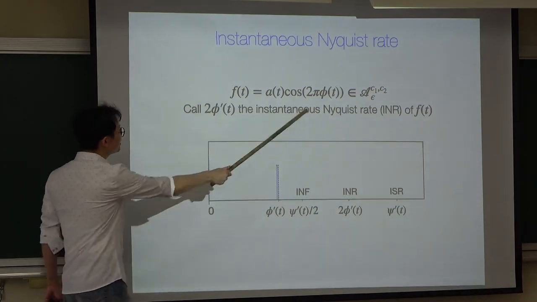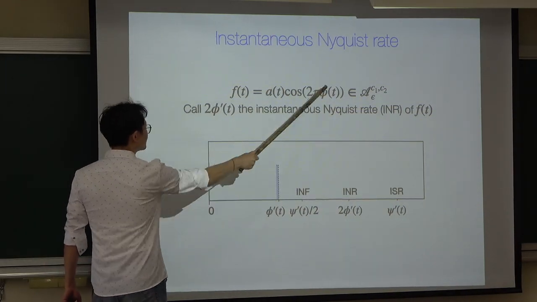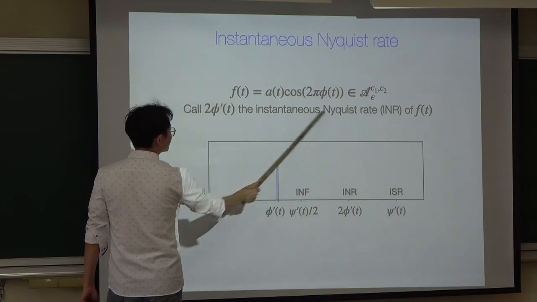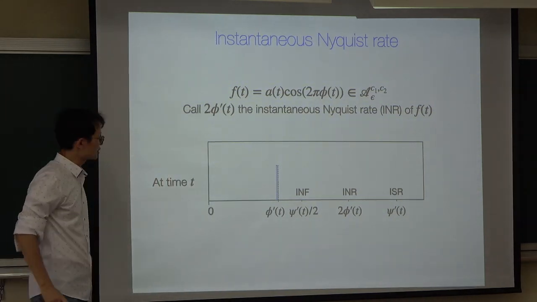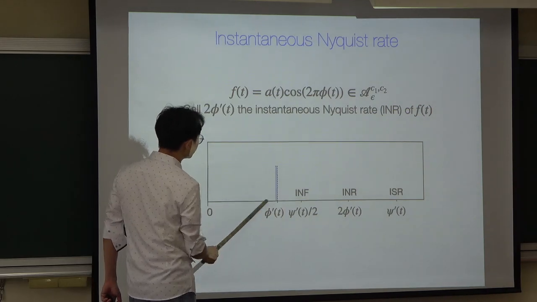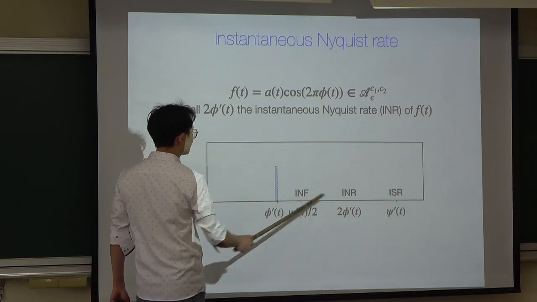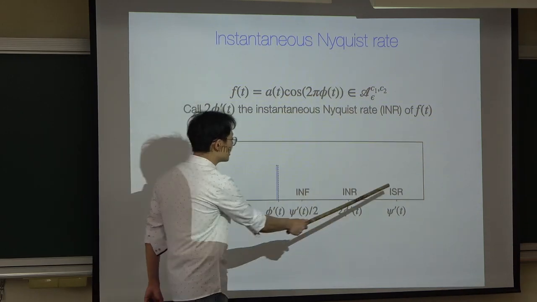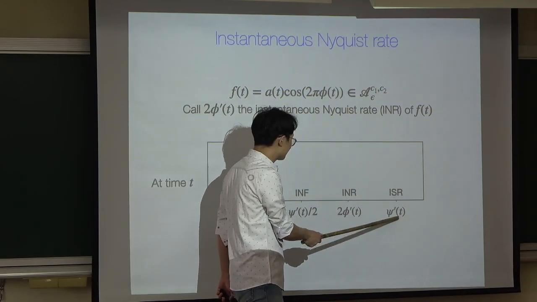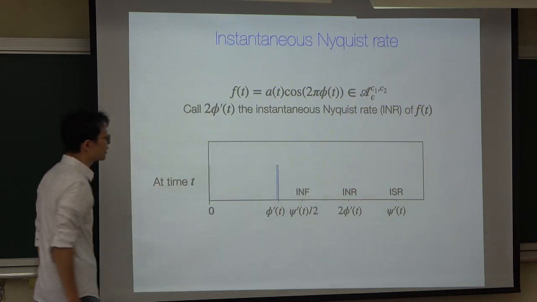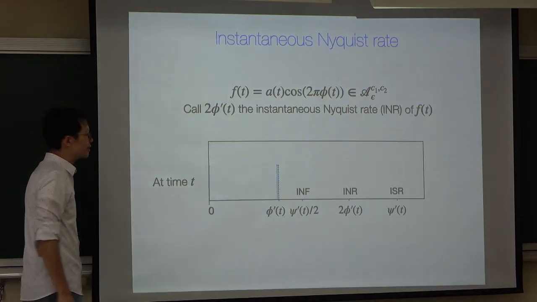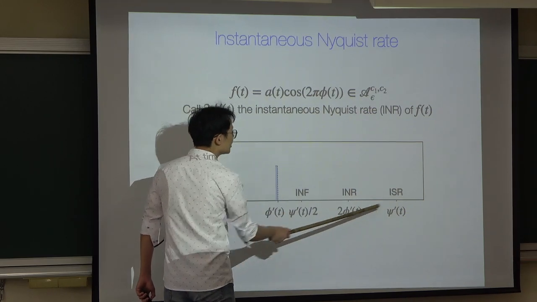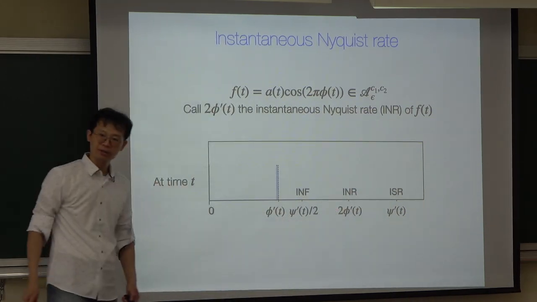By a similar notion as before, if you have 2 phi prime, it is called the instantaneous Nyquist rate. So phi prime is the instantaneous frequency, double the frequency is the instantaneous Nyquist rate, and that is your sampling rate, how often you sample things. You can imagine, as before, if the instantaneous sampling rate is greater than the instantaneous Nyquist rate, then technically we should be good.